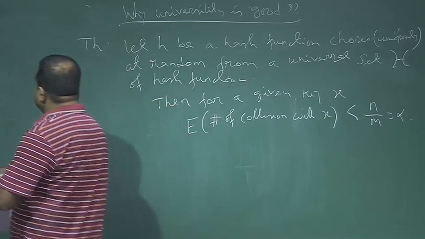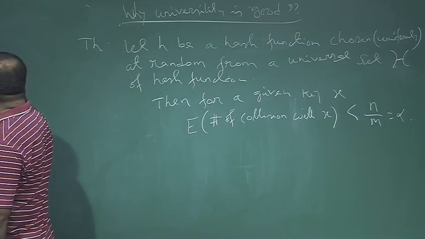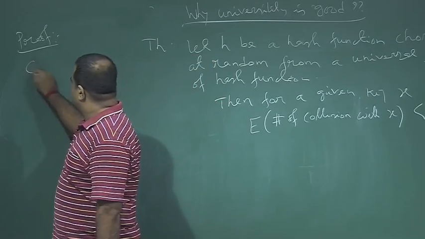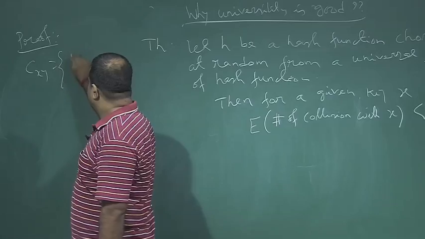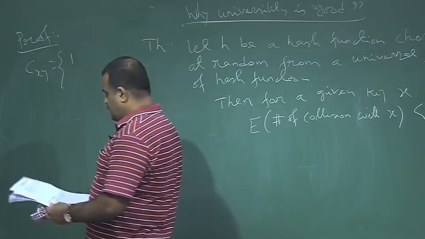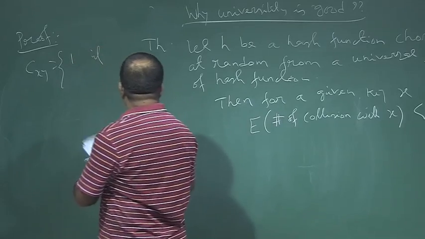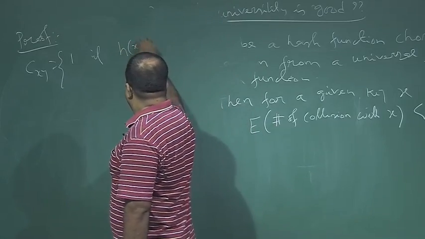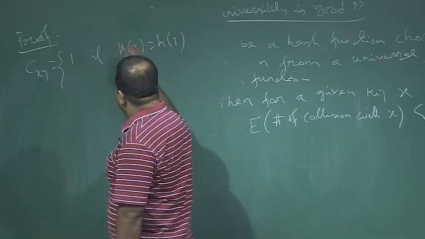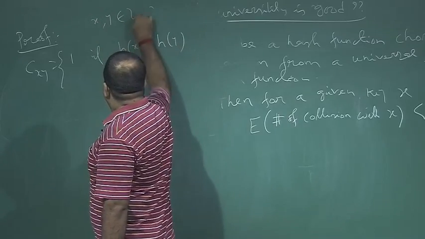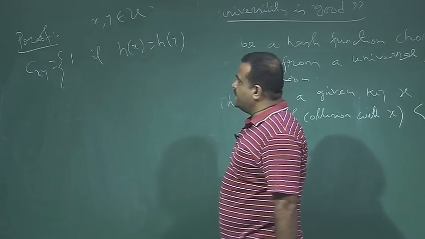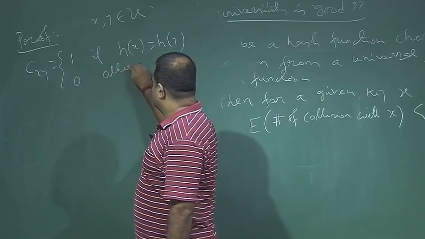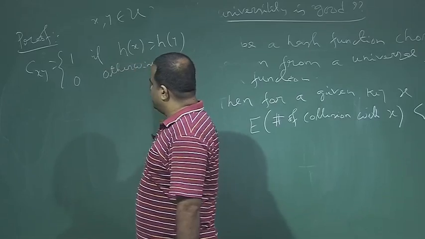Okay. So, to prove this, we will take help of what is called an indicator random variable. Let us denote C x y is 1 if h of x equals h of y. We take two keys x and y, and we denote this random variable value as 1 if they are colliding, 0 otherwise. This is how we define the indicator random variable.